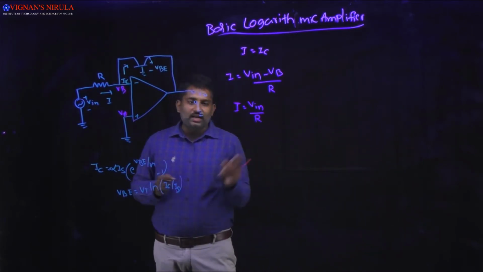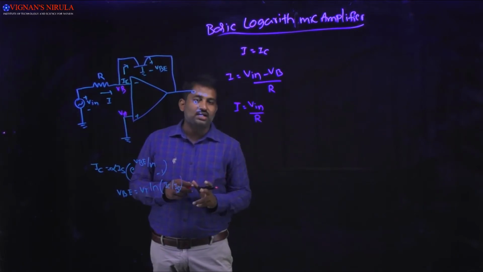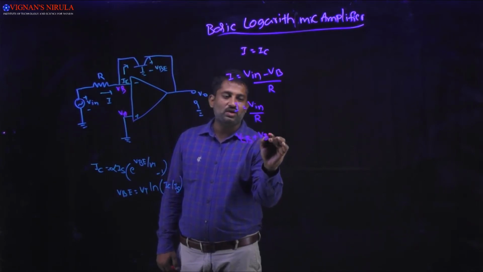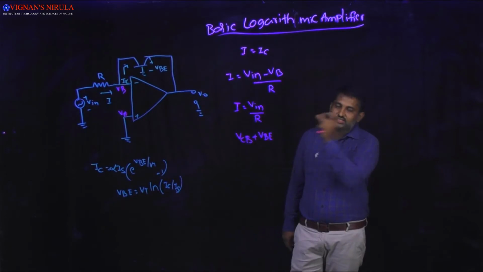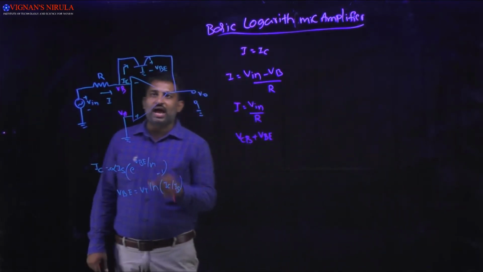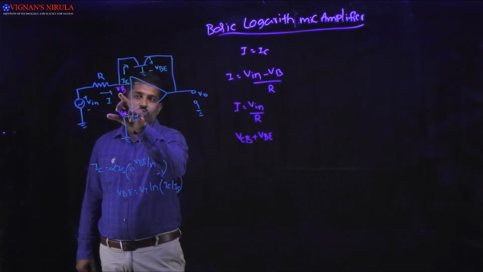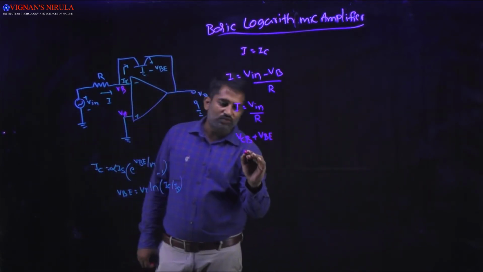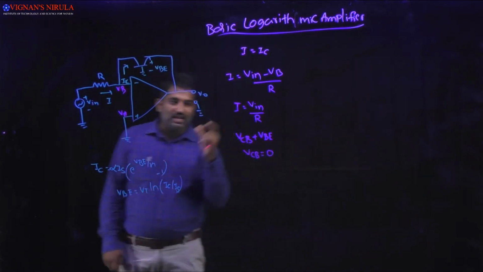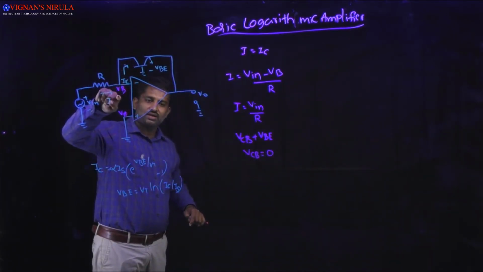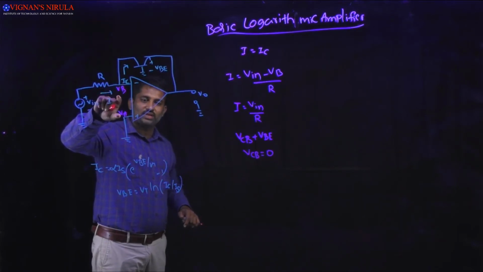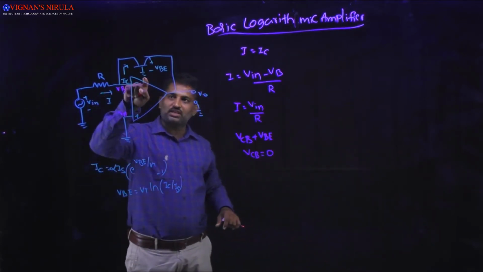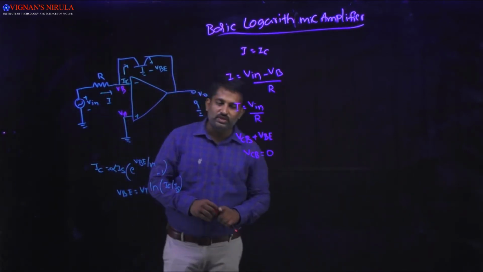Now IC is nothing but the collector current. The voltage across the transistor will be taken as VCB plus VBE. But according to this circuit diagram, the potential at C will be at ground potential, and the base terminal is connected to ground. So VCB will be equal to 0. Once again, the collector is at ground potential because VA is ground, and obviously, from the virtual ground concept, VB is also ground. So VCB will be equal to 0.